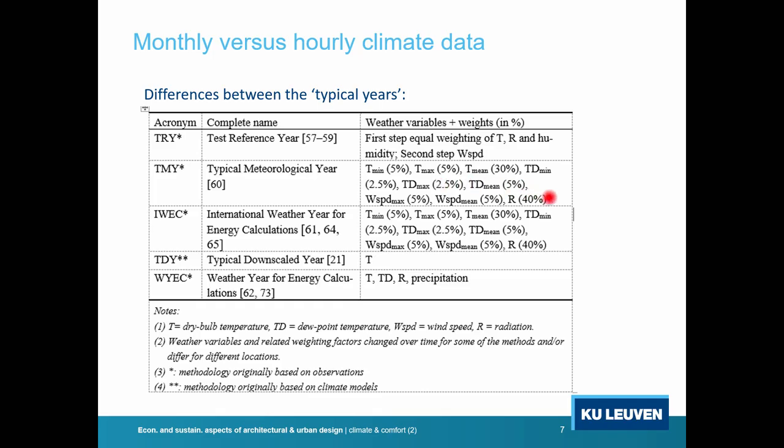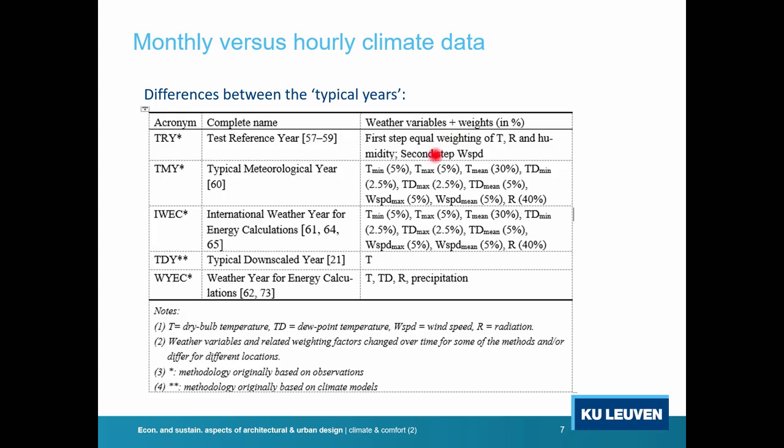And then the wind speed is also included. Besides the temperature, the second very important one is the radiation. So the radiation and the temperature are the 2 main variables, but the others are taken into account as well, with a lower importance, let's say.